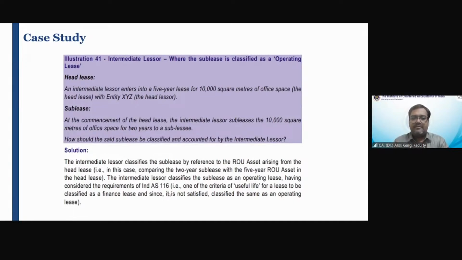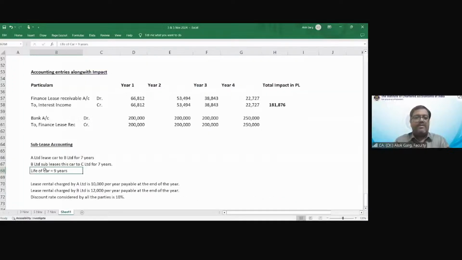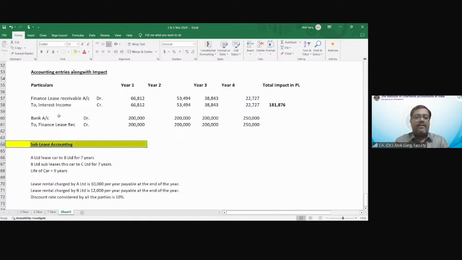Shall I do that? Okay. So let me, please confirm once my Excel file is visible. Is that visible? No, sir. Sublease accounting. Is it visible now? Yes, sir.